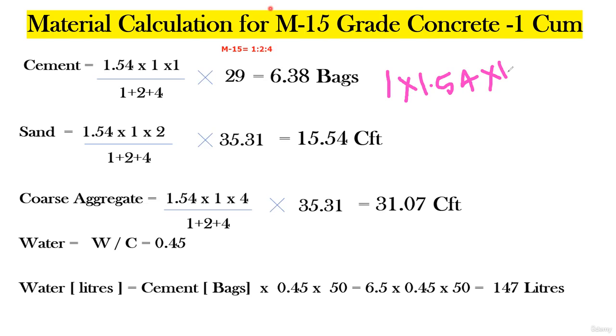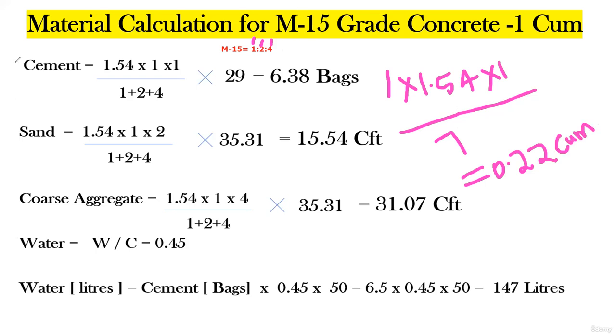So in the same way, I've done it here: into 1, where 1 is for cement. This I'll divide by the total ratio. Total ratio is 1 plus 2 plus 4. How much will it be? 4 plus 2 is 6, 6 plus 1 is 7. So 7. Whatever answer I get, try to do this manually. So 1 into 1.54 into 1 divided by 7 is 0.22 cubic meter, CUM. This is cubic meter.